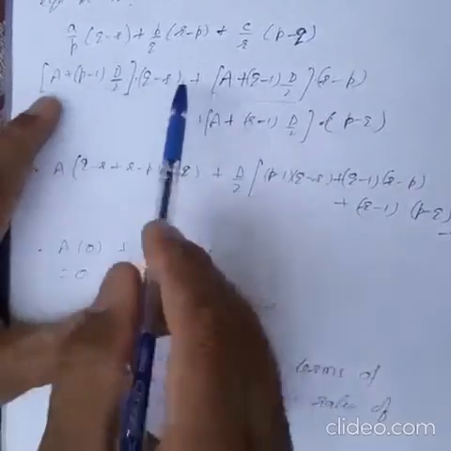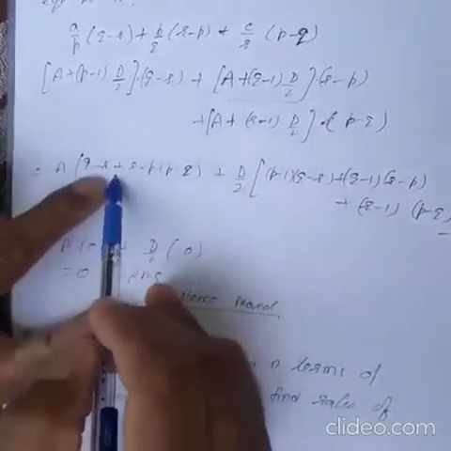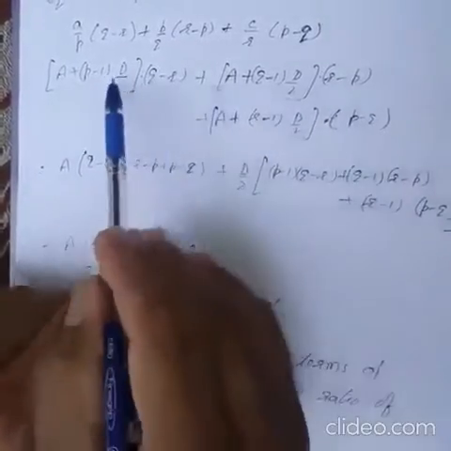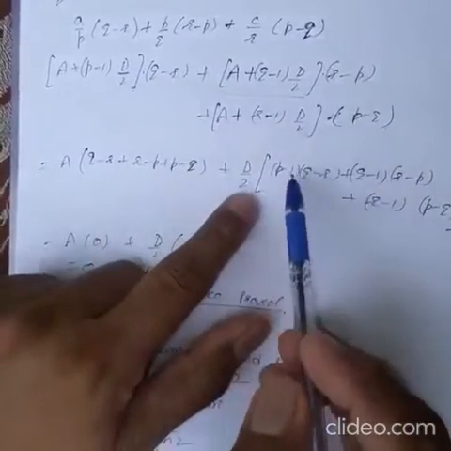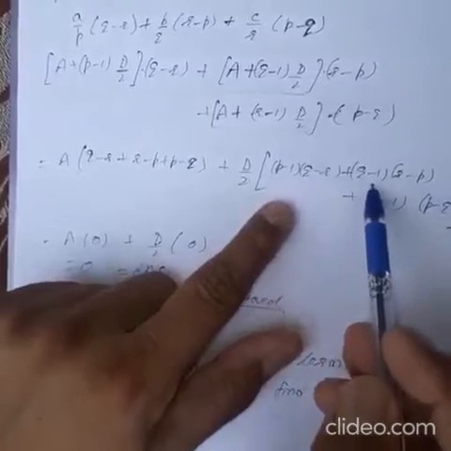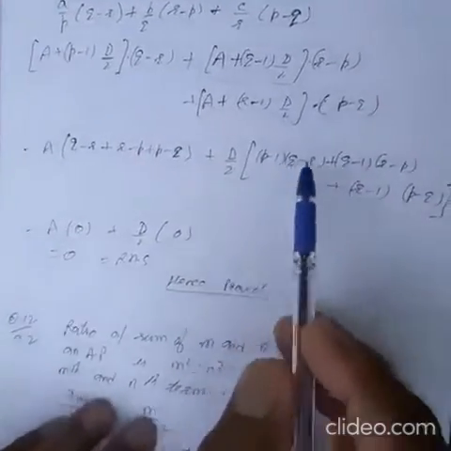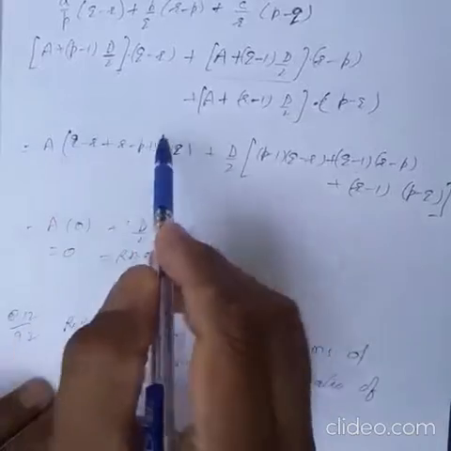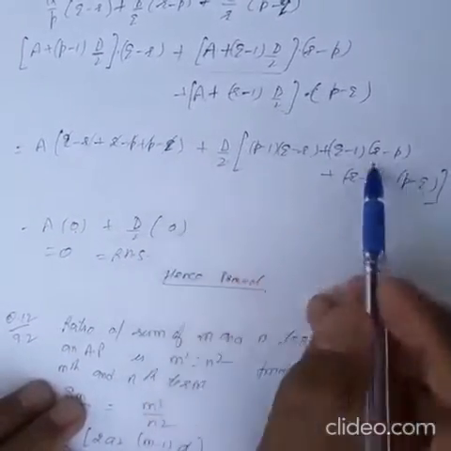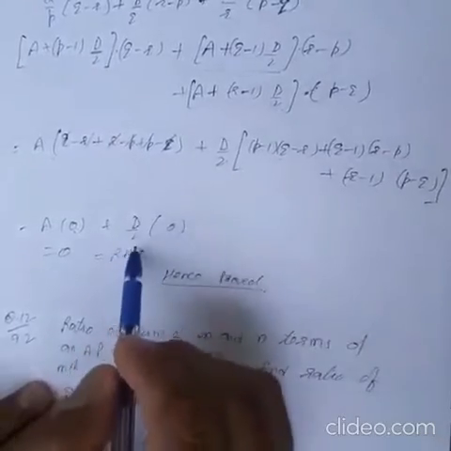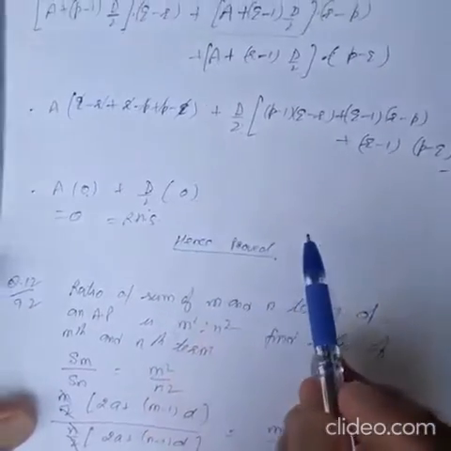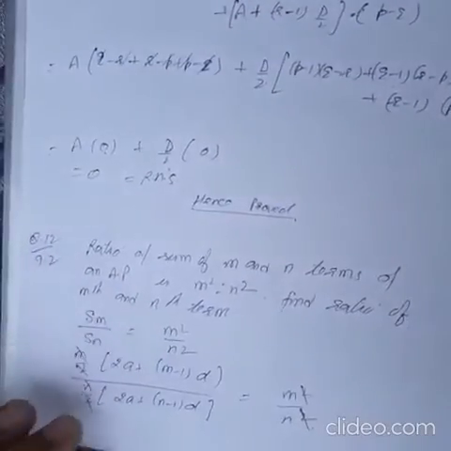After taking A common, it is A into (q minus r), then (r minus p), then (p minus q). If you take D by 2 common, then (p minus 1) into (q minus r), similarly (q minus 1) into (r minus p) and so on. You calculate all these terms and they will cancel. So A into 0, and similarly D by 2 into 0, and that's why it is 0, which is equal to the right hand side. I hope it is clear.